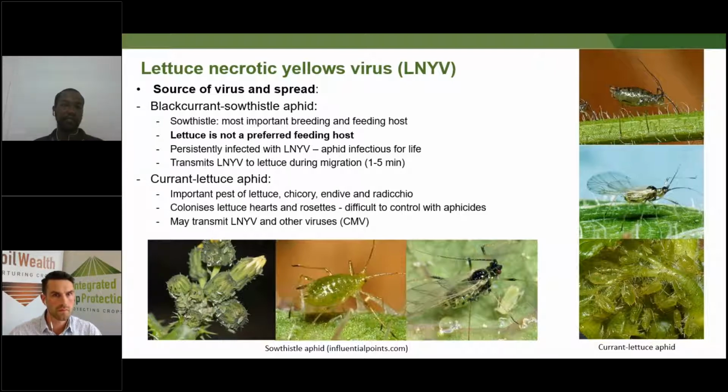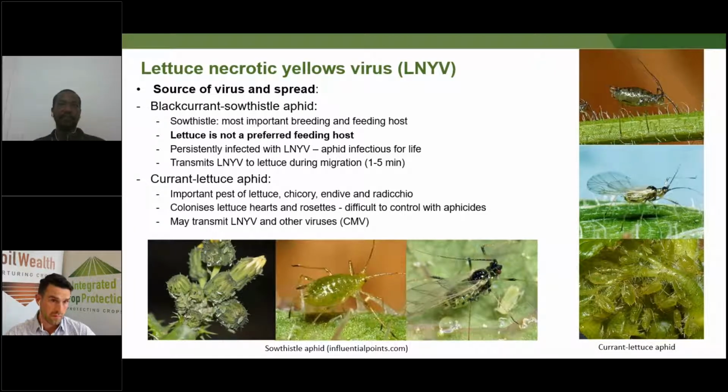And transmission of the virus by the sow thistle aphid occurs during migration from one crop to another and with feeding periods of 1 to 5 minutes. And this explains why it's a huge problem and it can cause massive outbreaks.